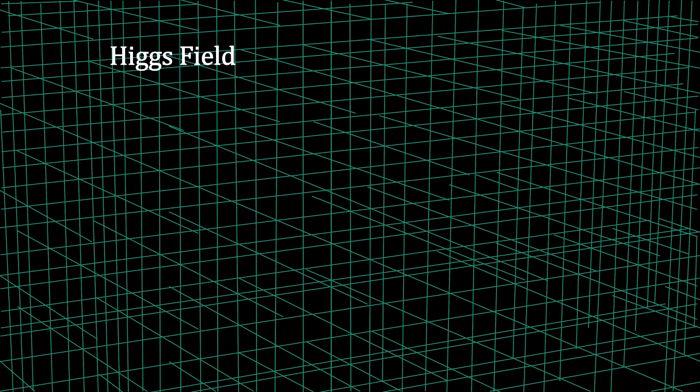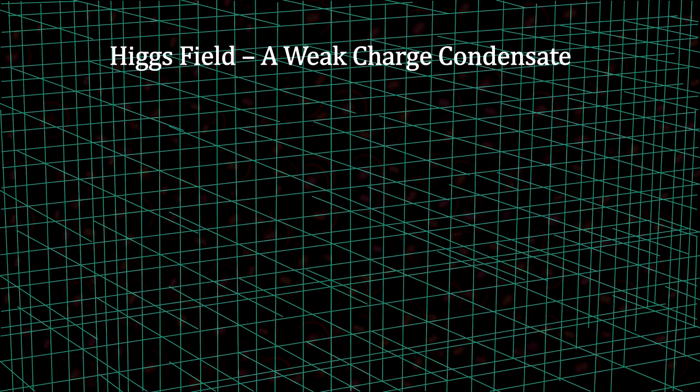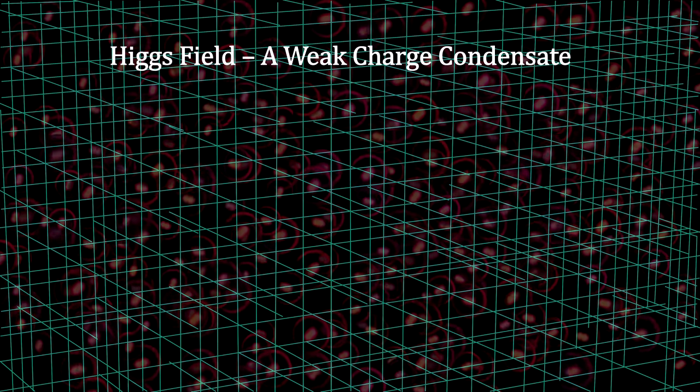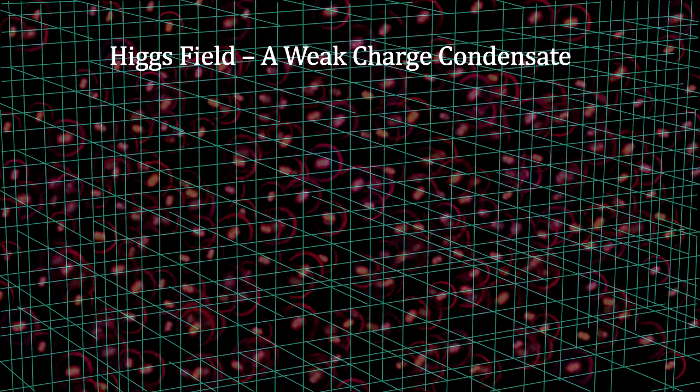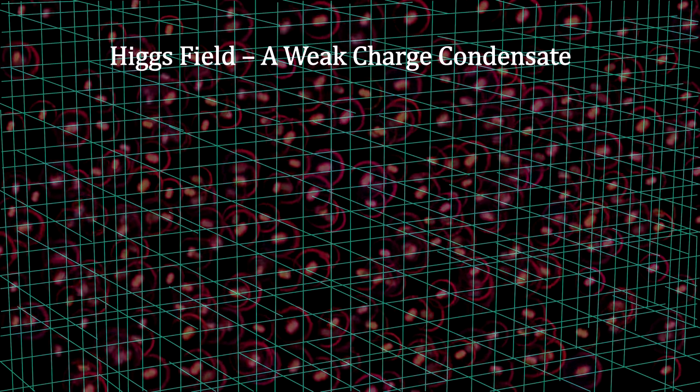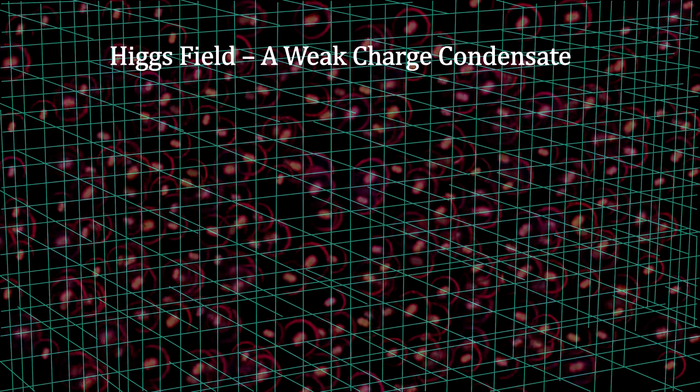In 1964, in order to resolve this problem, François Englert, Robert Brout, Peter Higgs, and others proposed a new field that permeated all of space, now called the Higgs field. They proposed that this field contained a condensate of weak charge. A condensate has the property that adding to it or subtracting from it leaves it the same.